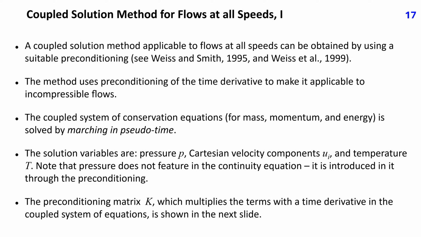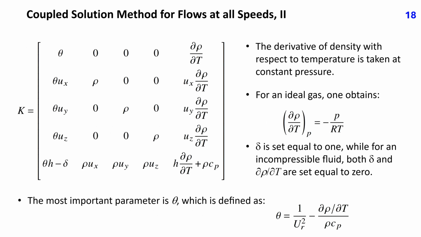The solution variables are pressure p, Cartesian velocity components u_i, and temperature T. Note that pressure does not feature in the continuity equation. It is introduced in it through the preconditioning. The preconditioning matrix K, which multiplies the terms with a time derivative in the coupled system of equations, is shown in the next slide.